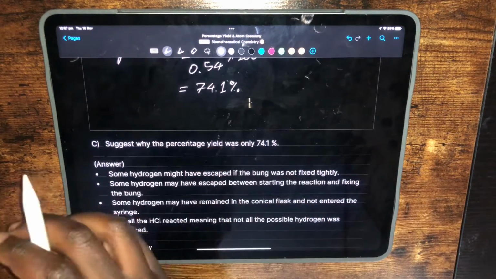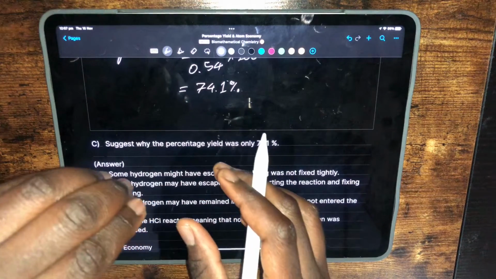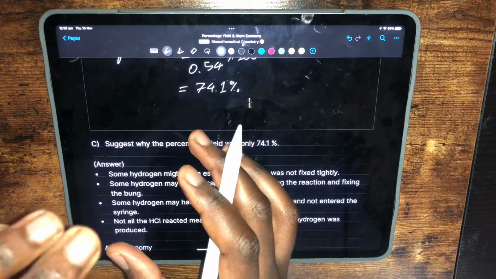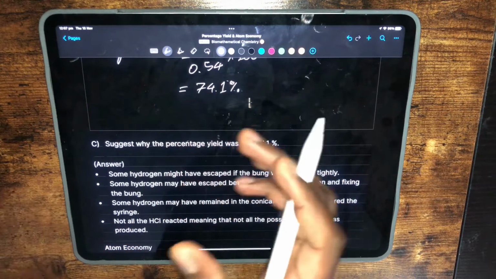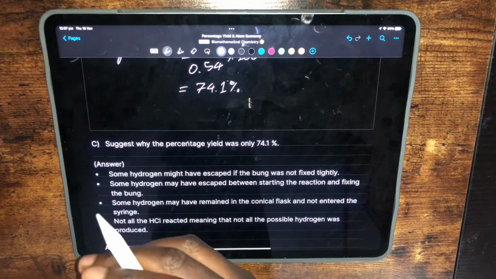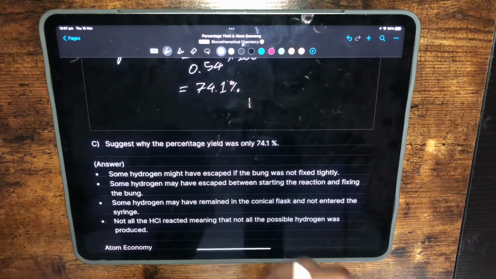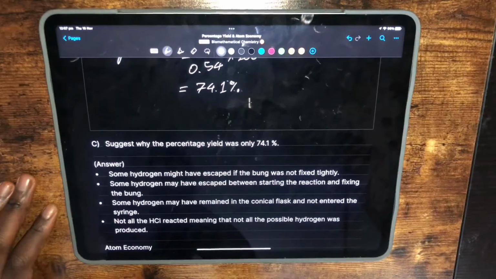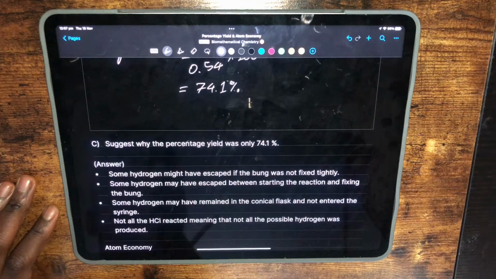So as you're putting your reactants in your conical flask, and you're trying to put the bung on quickly, some of it may have reacted and left the reaction fixture as you're trying to put the bung on, so that could have happened. And if it's not fixed tightly, that could also mean that some of your reactant may have left.